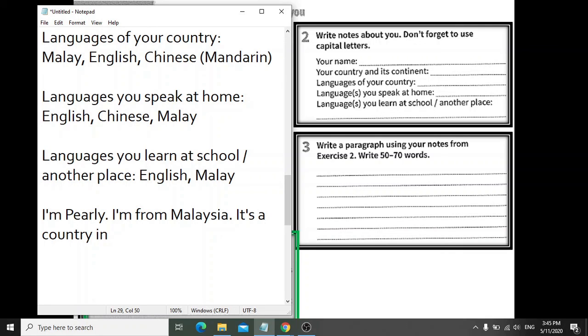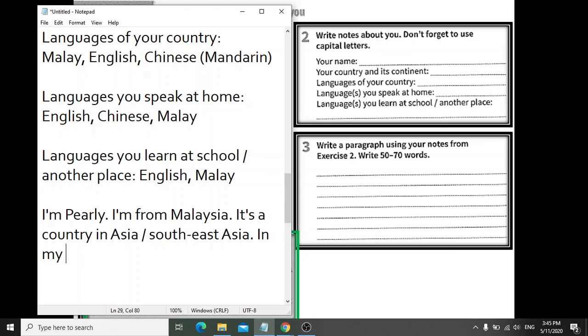Okay, you can write just Asia, or you can use a more specific one, which is Southeast Asia. Okay, so Southeast Asia, we share that same area with Thailand, Indonesia, Philippines. Okay, those few countries, Southeast Asia. All right. It's a country in Asia. Okay, so next one, languages of your country.